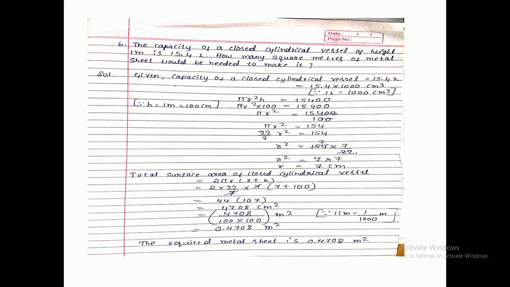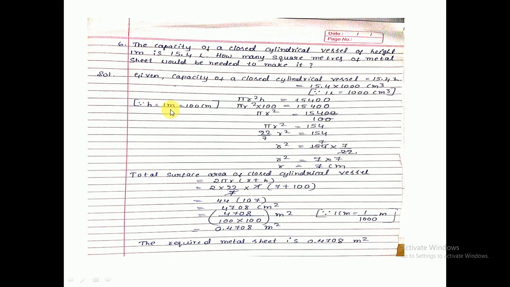Okay, so given the capacity of a closed cylindrical vessel, capacity in the sense volume. So the volume formula is pi r square h. Here we are converting this liter into centimeter cube. Okay, so that is 15,400. So pi r square into 100 is equal to 15,400. How did we get 100 in the problem? We are not observing 100, no? Here we have the explanation, 1 meter, but here we took liter into centimeter unit, no?